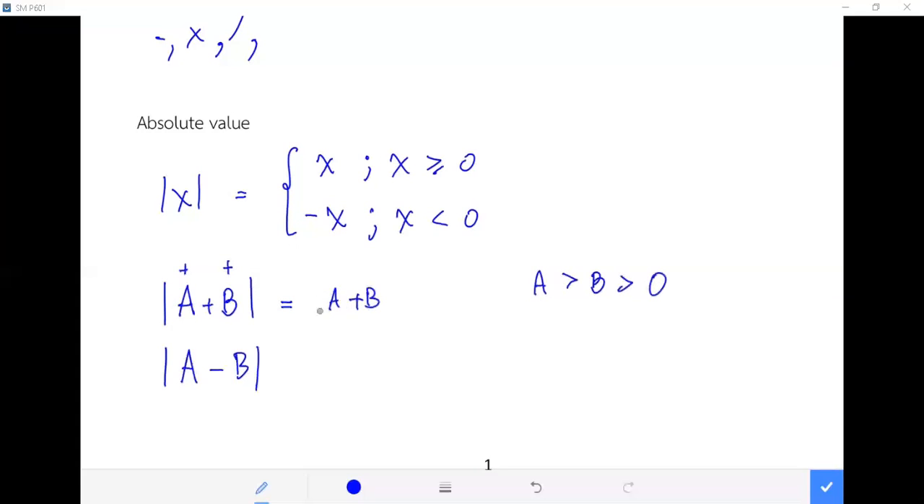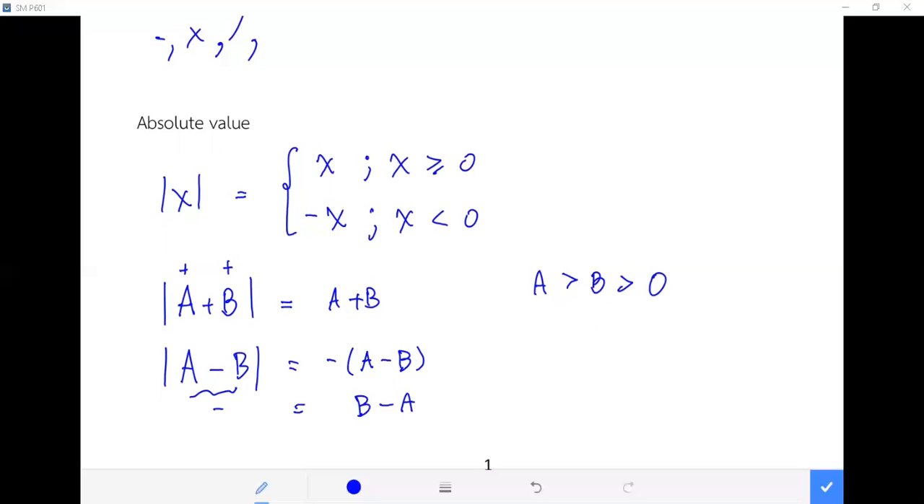So it will come out to be a plus b. But if you look at this condition, a minus b, a is more than b, so a minus b will come out to be negative. So you have to change it to the negative of a minus b. If you take the absolute value out, it will come out to be b minus a, something like this.